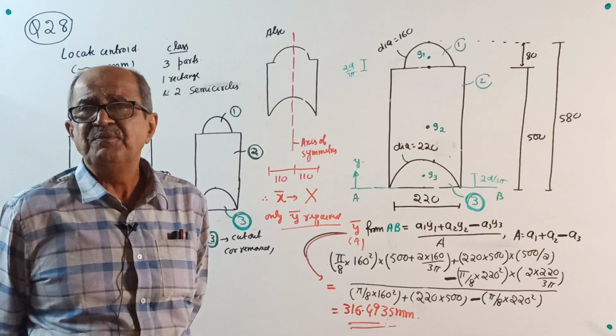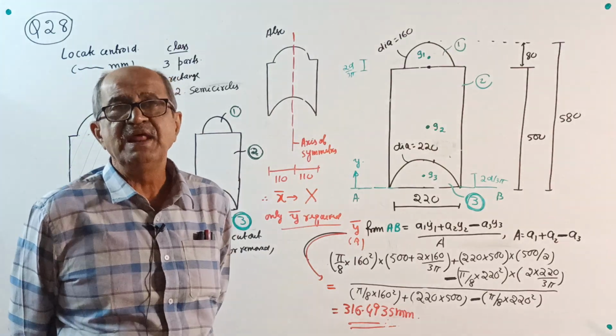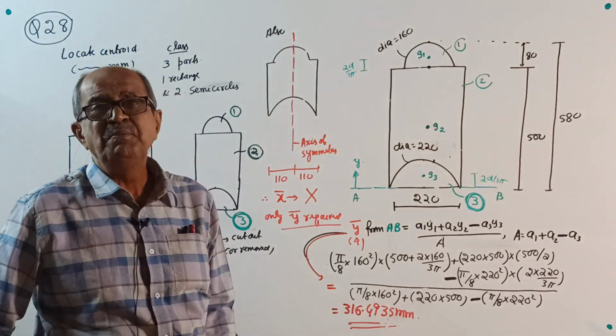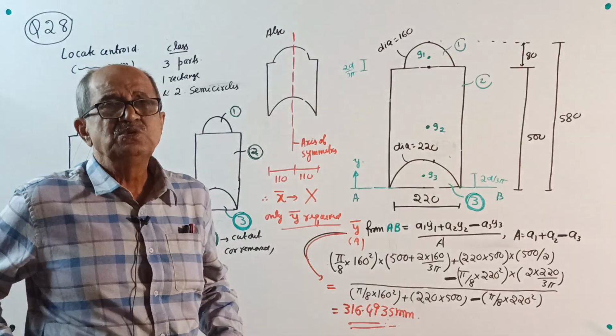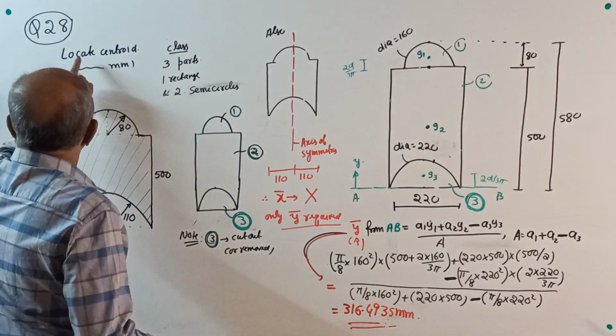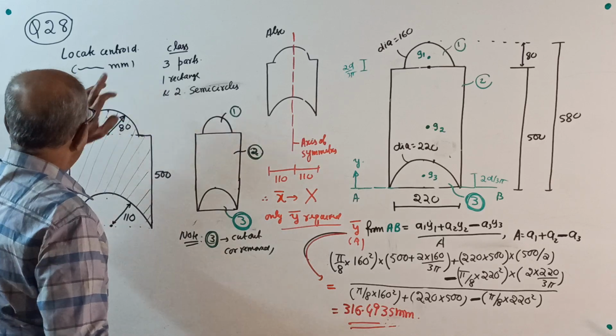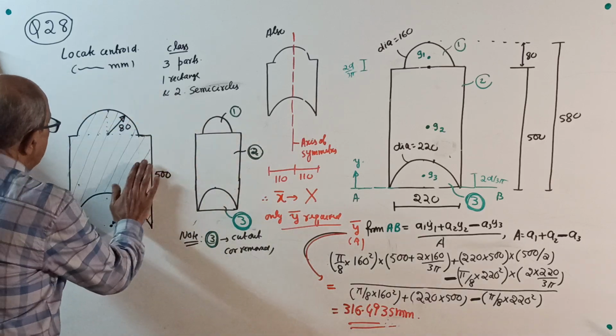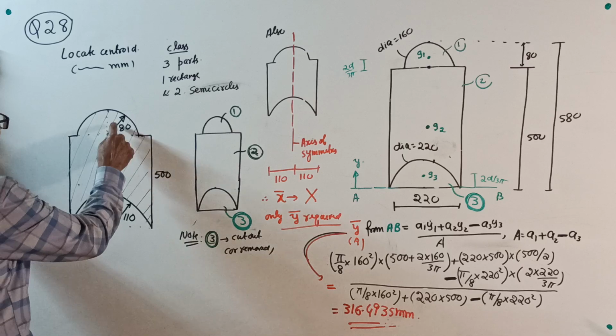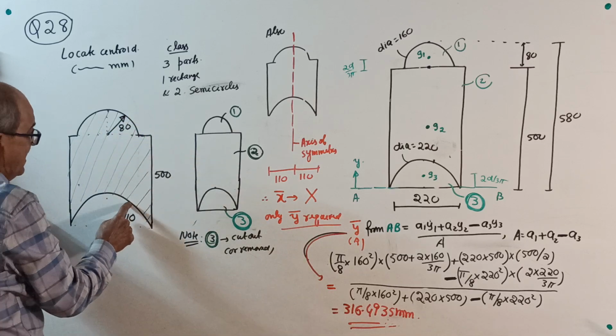Sometimes what happens is, with a big question people are very careful. With a small one, they make some critical mistake. So understand correctly. Locate the centroid, all dimensions in millimeters. See here, this is a lamina. This radius is 80, this radius is 110.